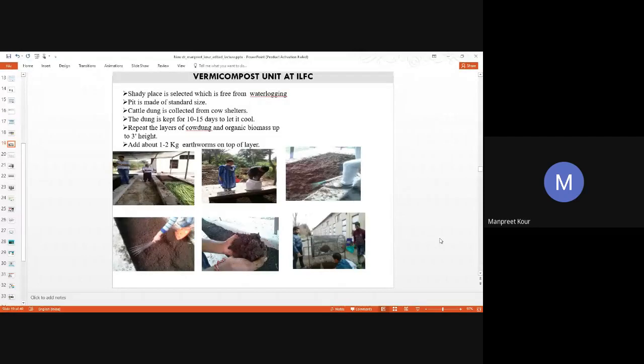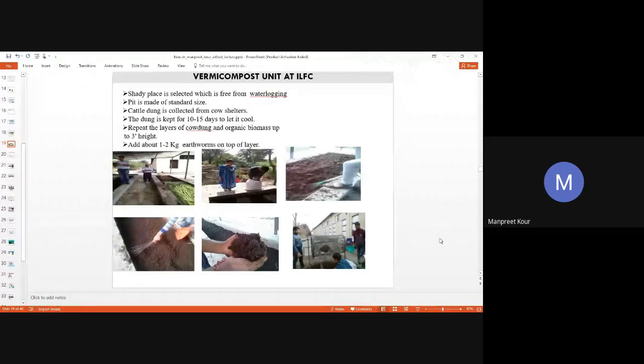Then we have to put it in these trenches, and the dimension of a trench is just 10 meters in length and 75 centimeters in depth. And why 75 centimeters in depth? Because earthworms only move up to 75 centimeters or 1 meter. They don't move more than that. So the depth is kept low here.